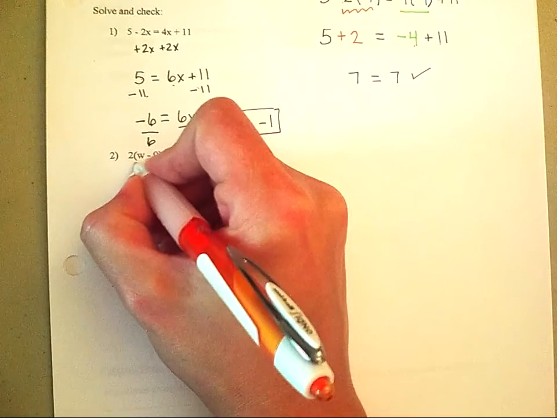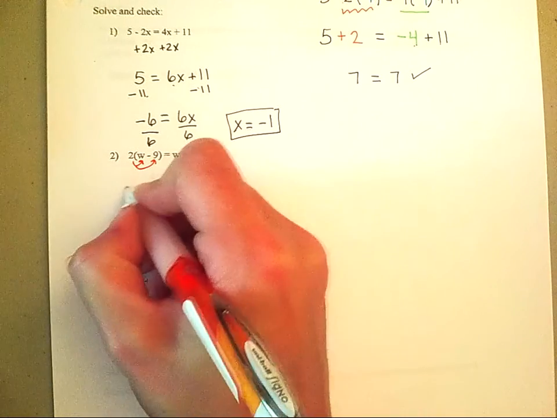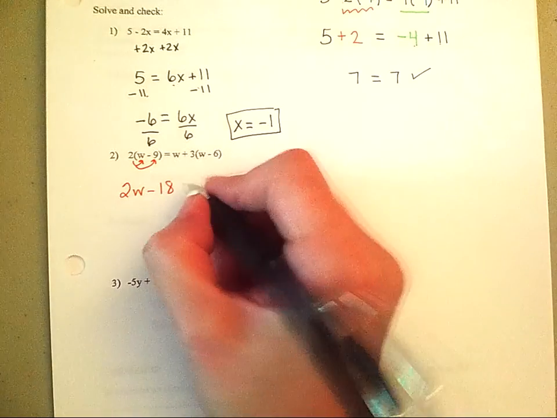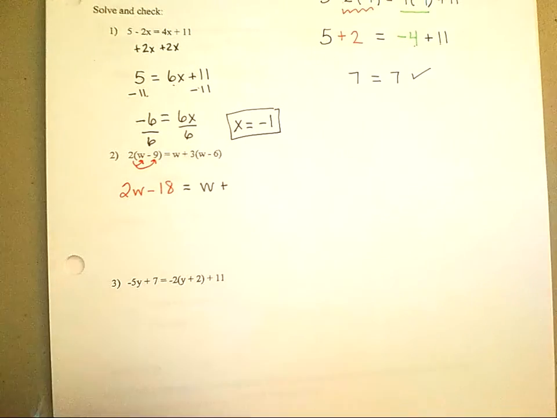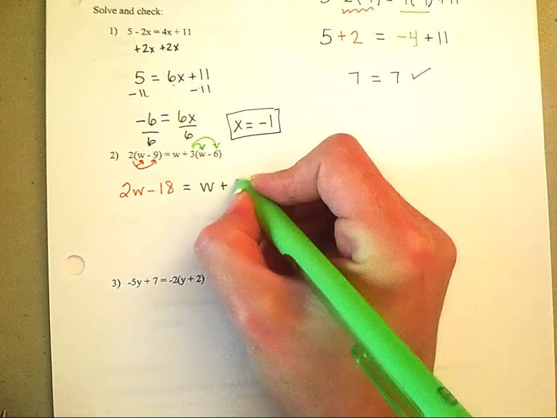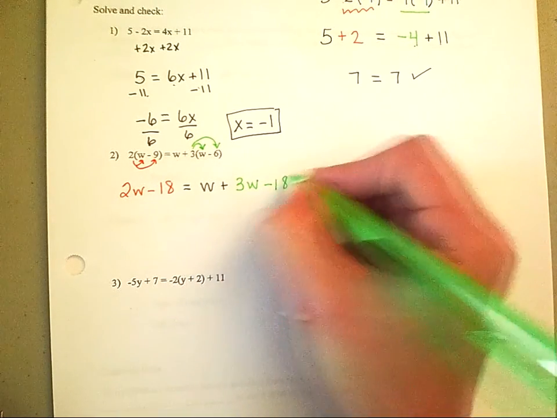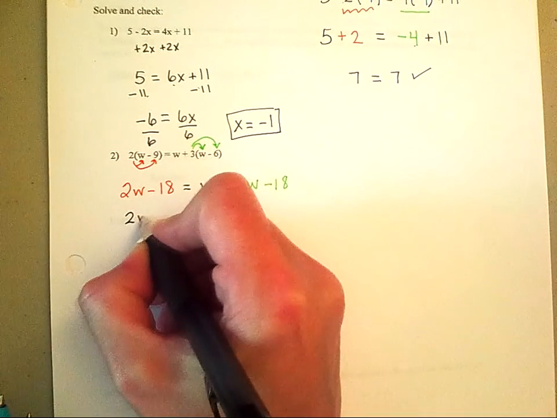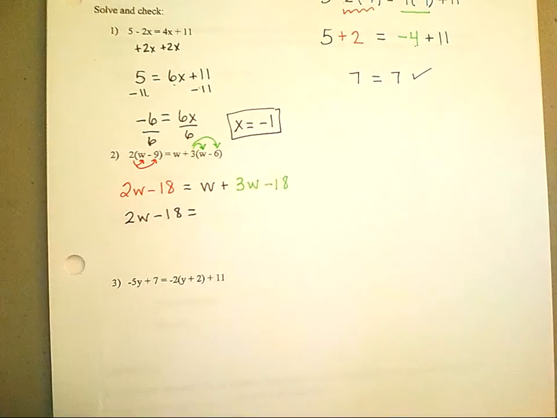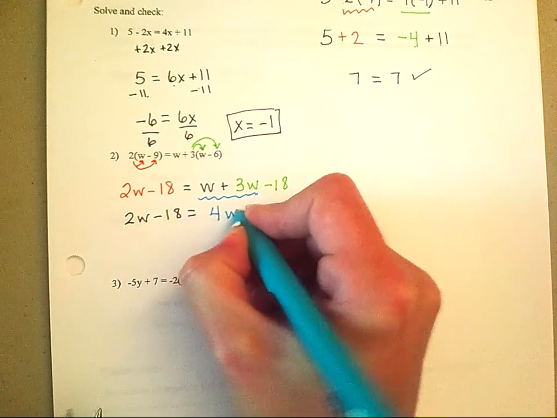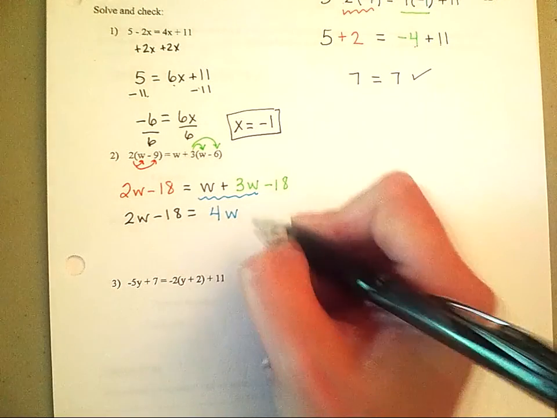Okay, on this one, let's do our distributing to simplify. So this side is 2w minus 18. Does that equal w plus, and then we also have some distributing to do here, 3w minus 18. Now let's simplify both sides. So 2w minus 18 is equal to, on this side, we can combine these to get 4w, and the minus 18 will stay.